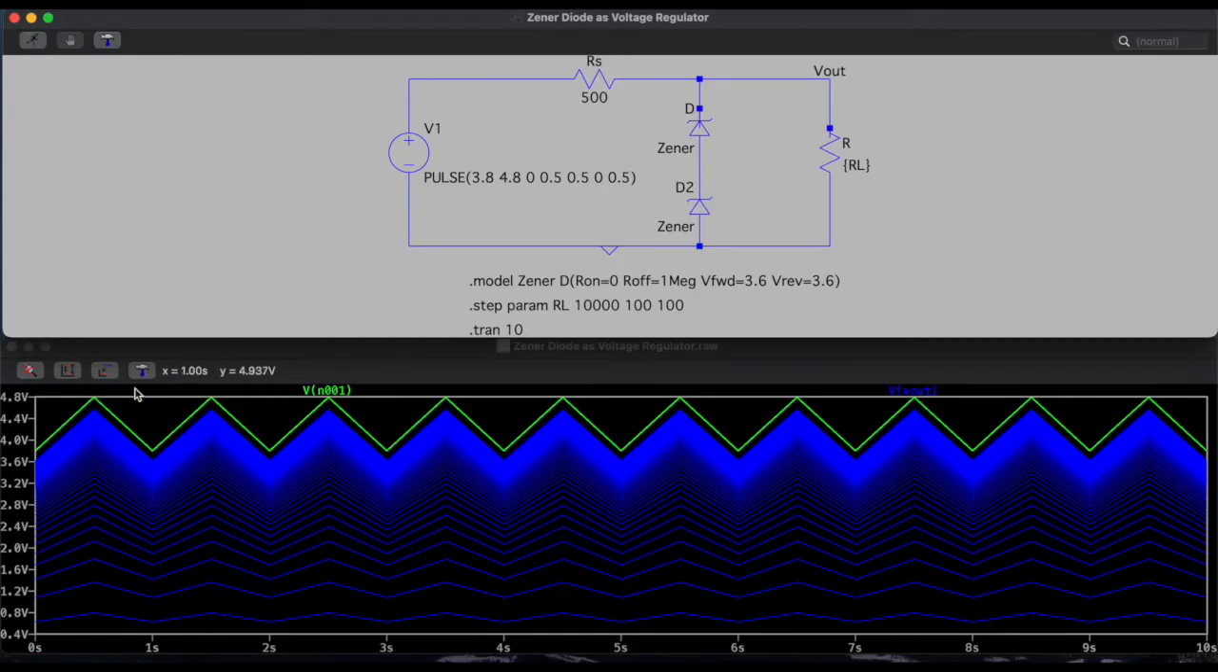This is my graph of the circuit, in which the green line indicates the input voltage and the blue line indicates the output voltage of a load resistor, from a bottom value of load resistor of 100 ohm till 10,000 ohm, which is 10 kilo ohm, in steps of 100 ohm.